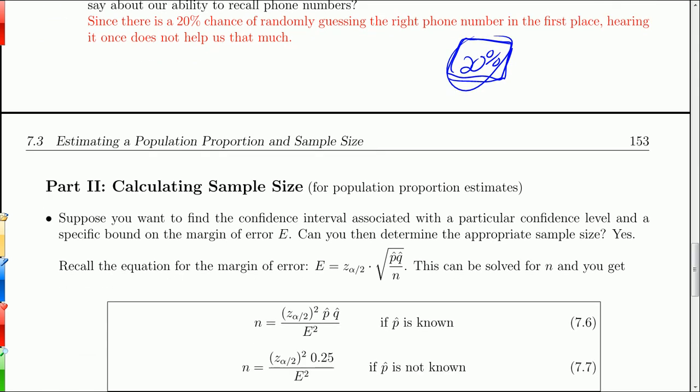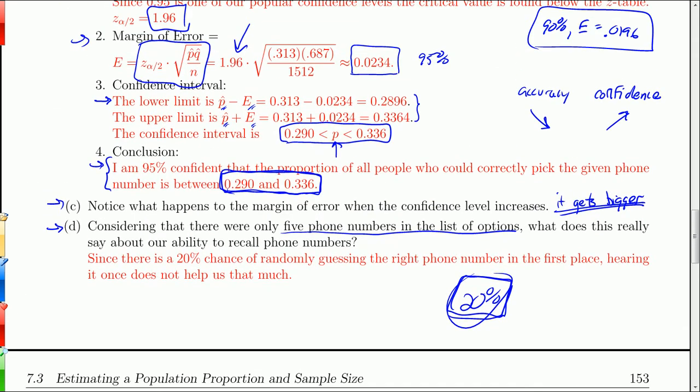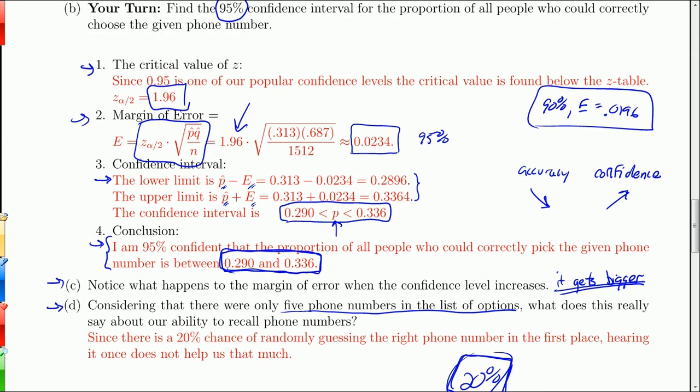Okay, now down to calculating sample size, just like we did in the previous chapter. And here's the setup. Suppose I got to this margin of error. Go back here. Here's our margin of error, 0.0234 at the 95% confidence level. Suppose I said that's too big. I want a smaller margin of error. I want a more accurate estimate. And to do that, I'm going to have to take a larger sample size. And the question is, how much larger? How big of a sample do I need?